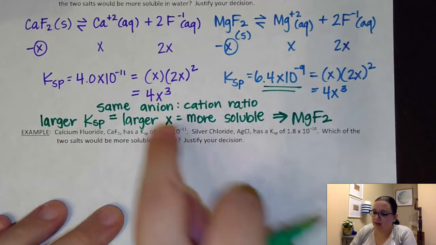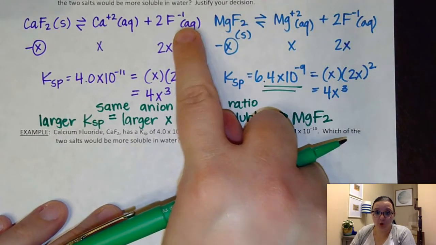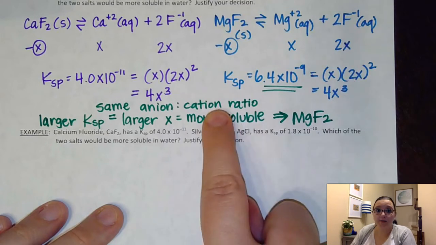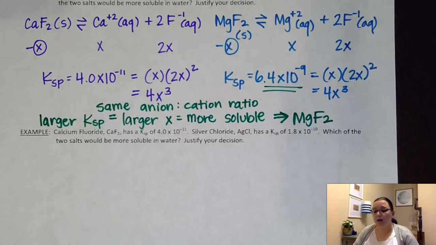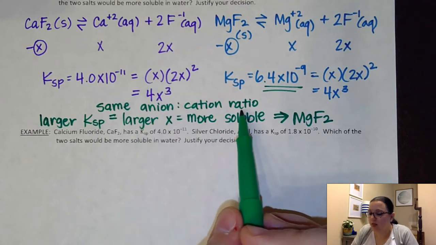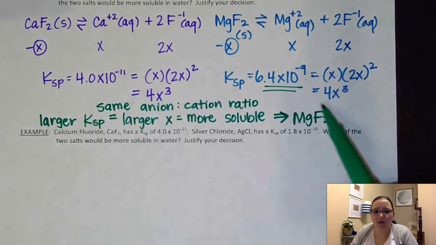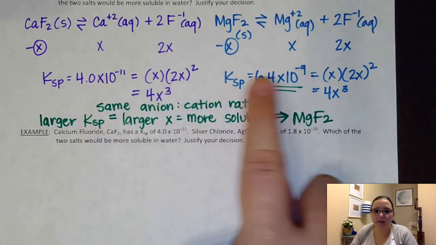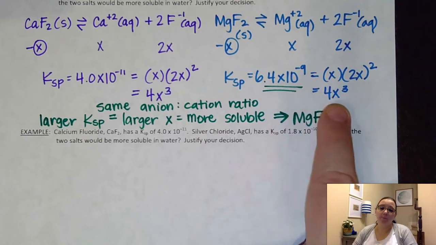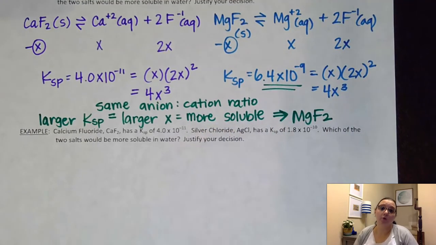The anions, the negative ions, were 2. The cation, the positive ion, was 1. I had a 1-to-2 ratio between those. So because that ratio was the same, this side of the equation was the same. And so whichever value of KSP was bigger would ensure a bigger value for X, which would ensure that that particular salt is more soluble.